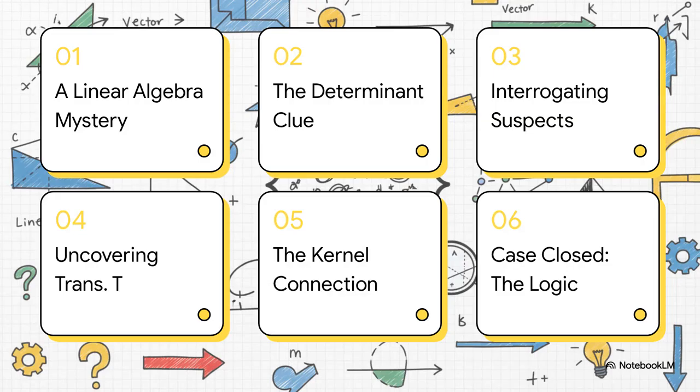All right, let's open up the case file. First, we'll dust the evidence for prints. Then, we'll use a crucial clue to narrow down our list of suspects. After a thorough interrogation, we'll see how finding A unlocks the entire rest of the puzzle. This is a full-blown investigation, and you're coming along for the ride.